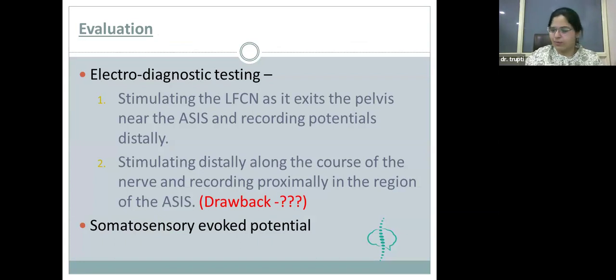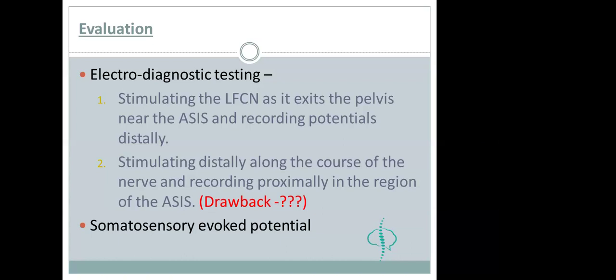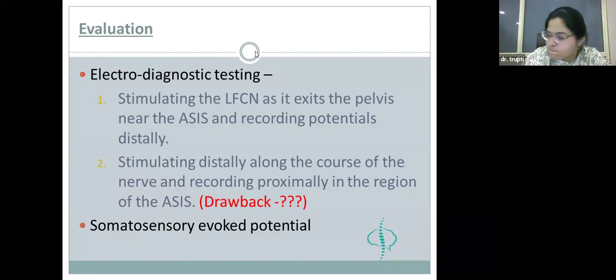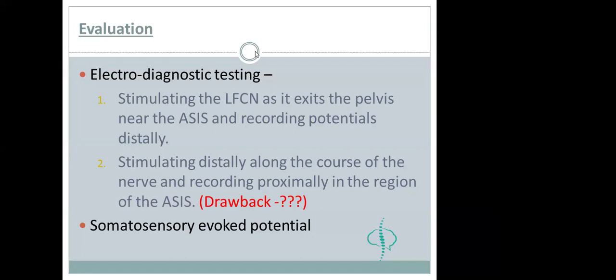Can someone say what the drawback can be? Anybody can tell us what is the drawback of electrodiagnostic testing? Why is it not a foolproof test? Why can't we be sure? We can do an electrodiagnostic test of the LCN and still not be sure, and there is a reason why. I don't think it has anything to do with F wave here. Why can't we be 100% sure?